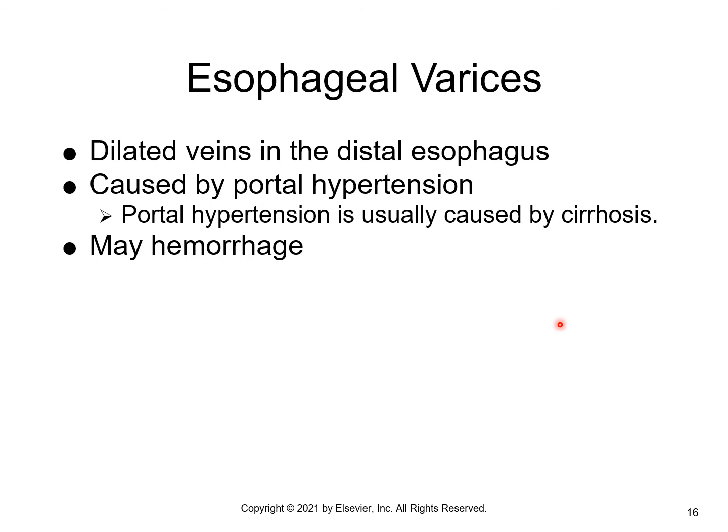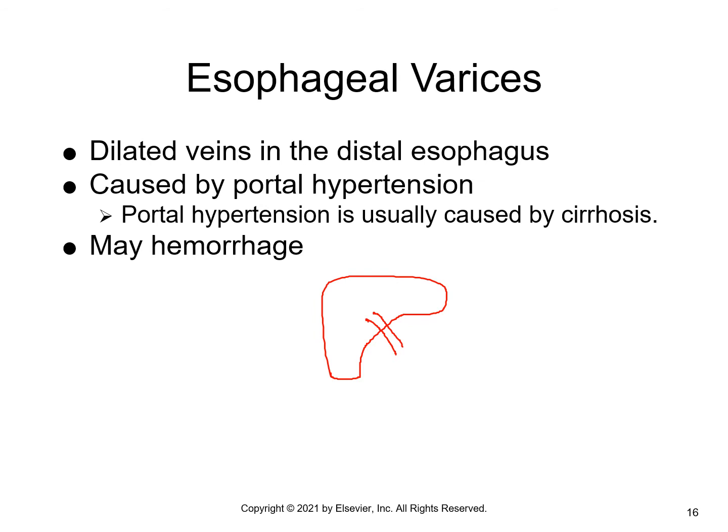Now, the causes of esophageal varices really ties back to portal hypertension. So when we look at all of the connections of the portal system, for a quick review, our portal system involves the portal vein and the liver. Here's the liver. Our portal vein takes deoxygenated but highly nutrient-rich blood into the liver.